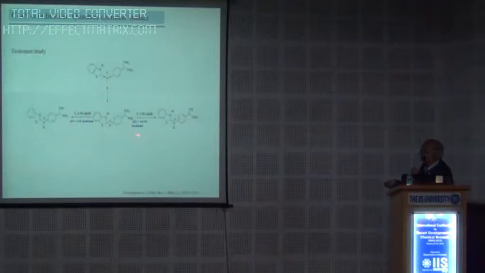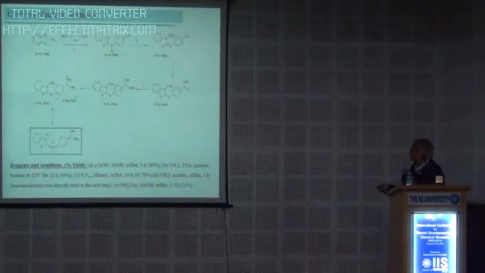Then this is the alternative tautomerism that is possible, but it requires up to 14 to 18 kilocalories. This can be avoided, and this can also be avoided. This is not possible, and this can be avoided when there is a methyl group here. So taking that as a clue, we wanted to synthesize this compound.